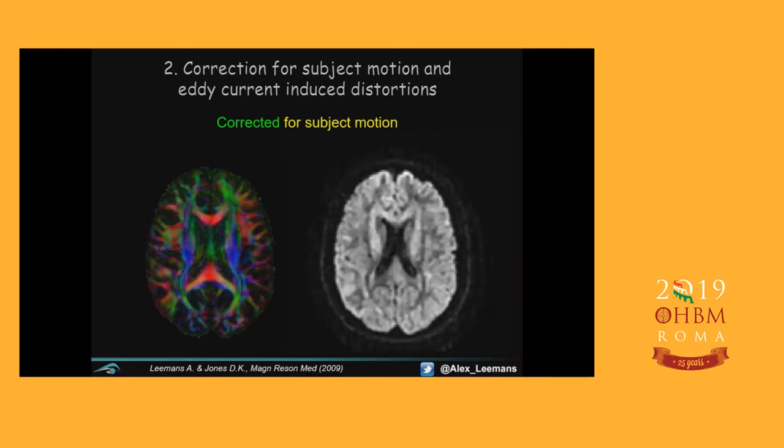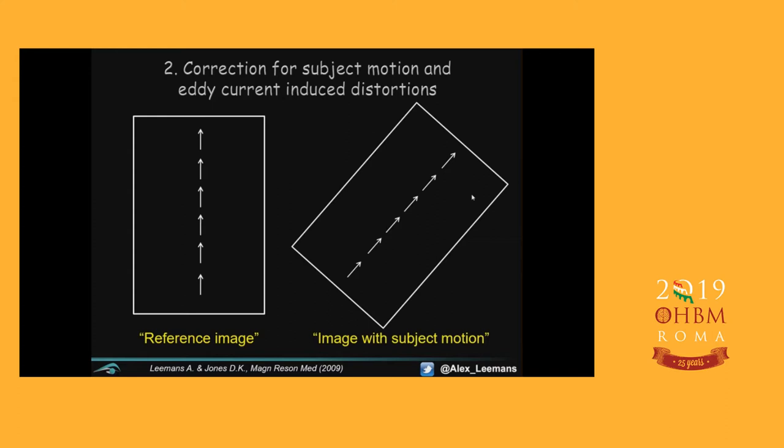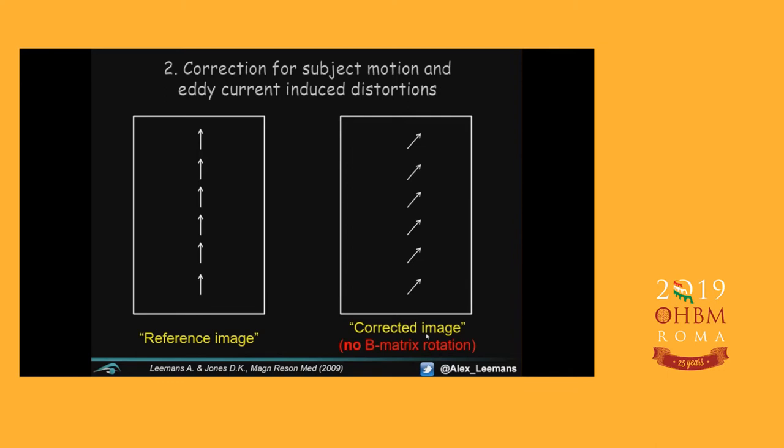And the toy example that kind of explains this is that if I need to reorient this subject over here, I can do it and get this. But now the orientation information needs to be reoriented as well. And that's what we mean with rotate the B matrix, because that captures information about the orientation information there.